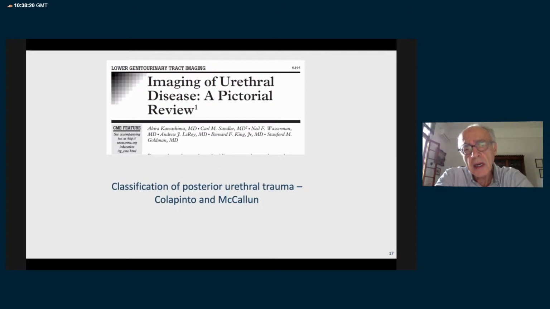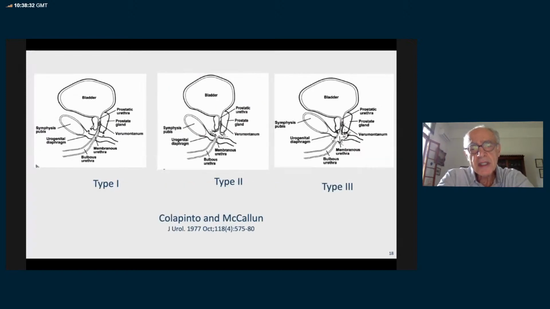This article is a pictorial review of urethral imaging, and I selected a classification of posterior urethral trauma made by Colapinto and McCallum. Interestingly, they divide it into three types. In pelvic trauma, when we have a rupture of the puboprostatic ligaments, we observe elongation of the posterior urethra without extravasation of contrast. Type 2, rupture of the membranous urethra and extravasation of contrast in the retroperitoneum. And type 3, we have extravasation of contrast in the retroperitoneum and perineum, and rupture of the membranous and bulbar urethra.